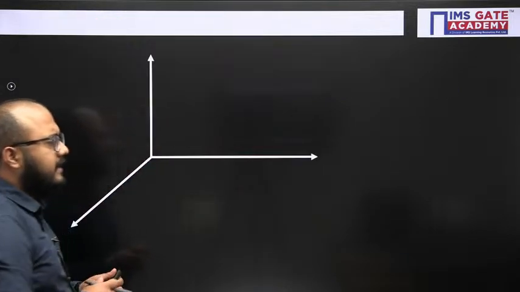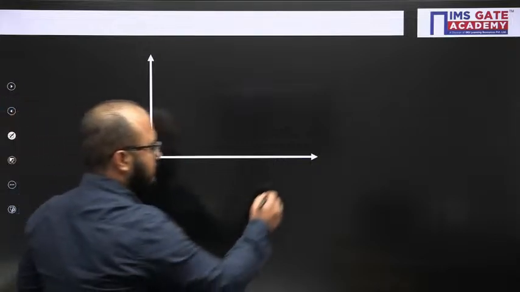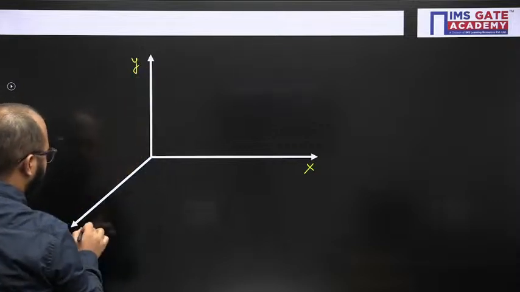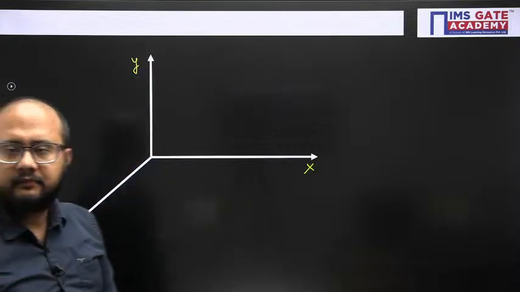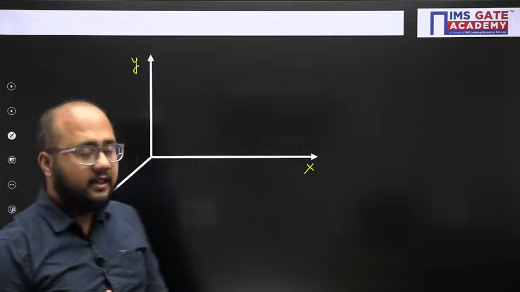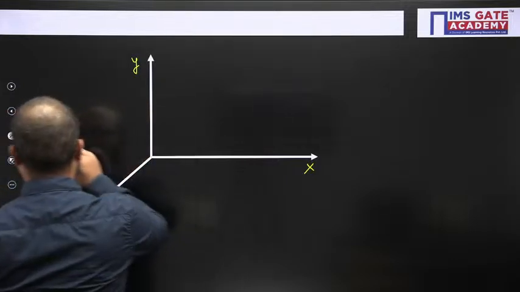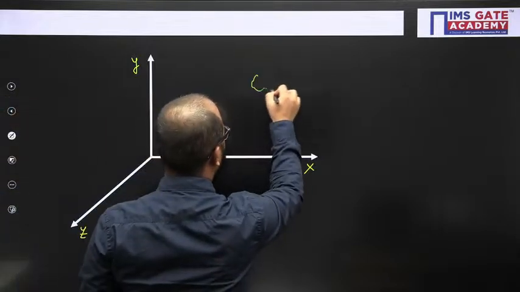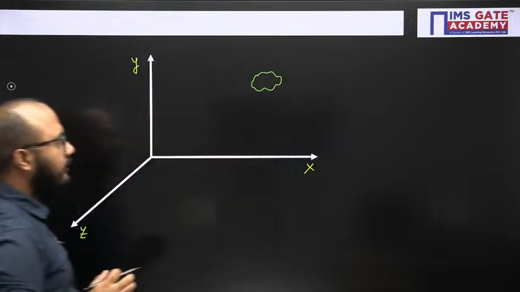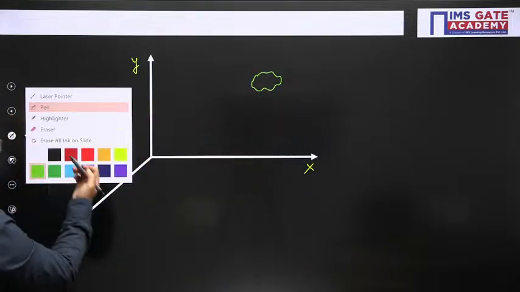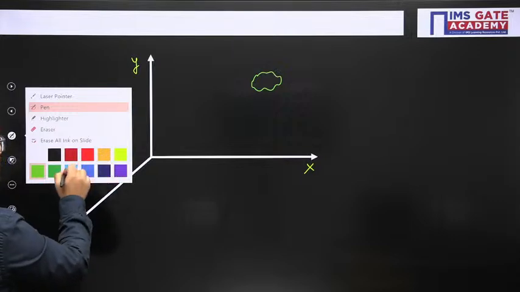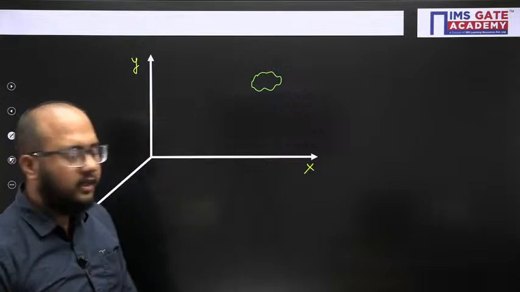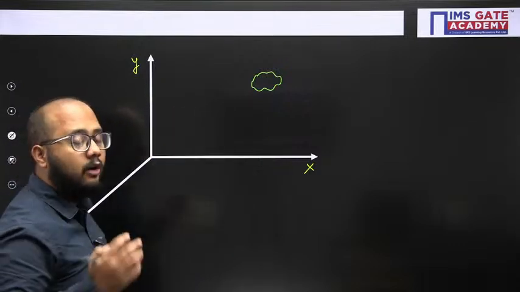For example, see, we have a coordinate system. Let's suppose this is our x-axis, this is the y-axis, and this is the z-axis. Clear? X, Y, Z axis. Now, let's suppose I have a body, consider there is a body here. This is the body we have. Now, the question is how many motions are possible for this kind of body? As we have this 3D system here, along X, along Y, how many motions are possible?